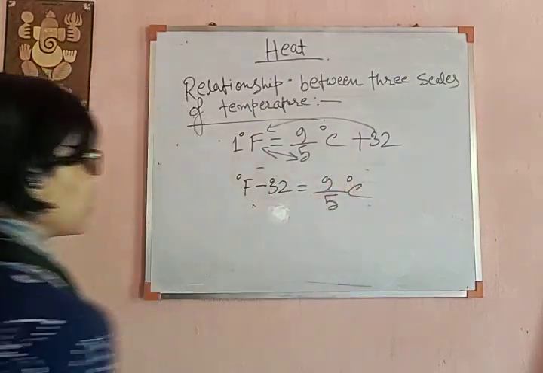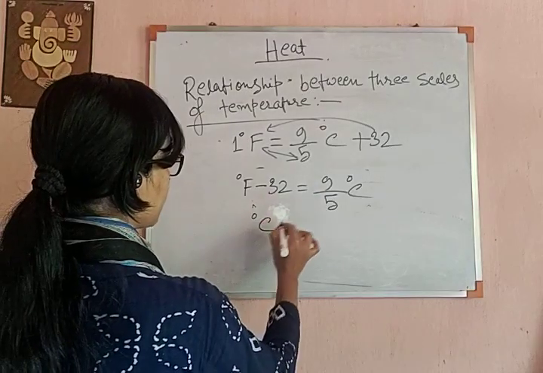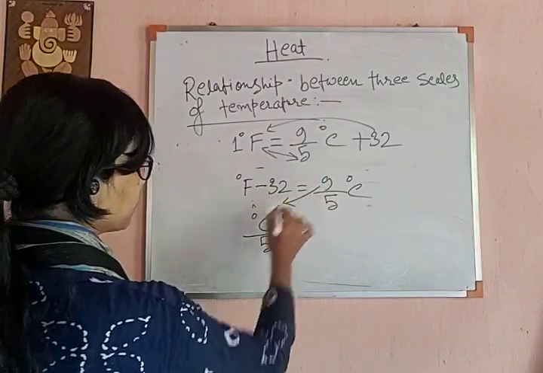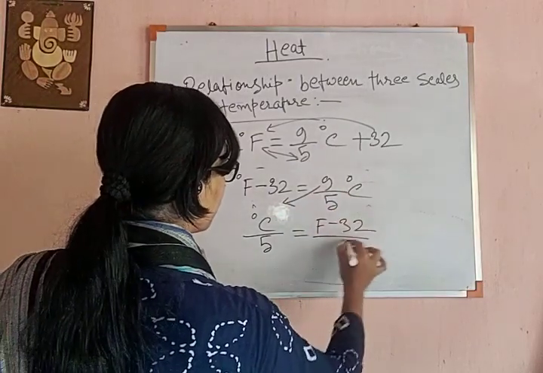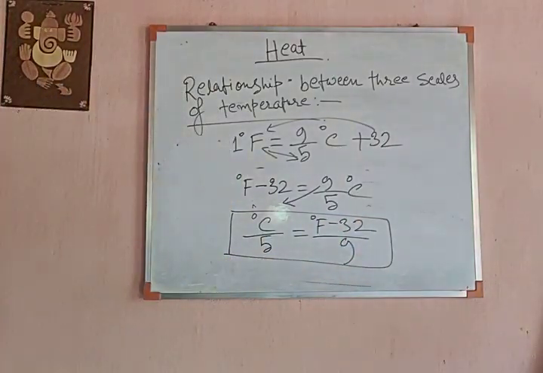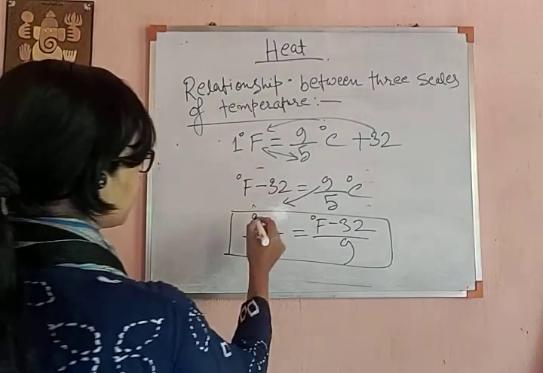Degree F, degree Celsius. Next is degree Celsius. So degree Celsius by 5 equal to, just cross multiplication, put the 9 here. So degree Celsius by 5 equal to F minus 32 by 9. So this is the correlation between degree Celsius scale and Fahrenheit scale. So 1 degree Fahrenheit equal to 9 by 5 degrees Celsius plus 32, that we are getting from the relationship between divisions of two scales. And finally we are getting degree Celsius by 5 equal to F minus 32 by 9. This is just the cross multiplication.